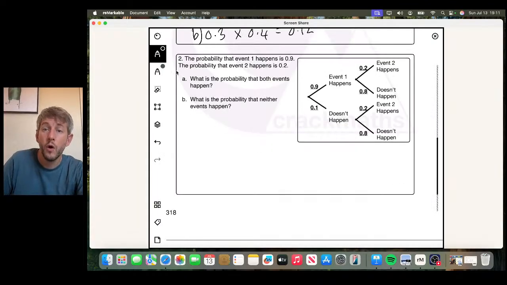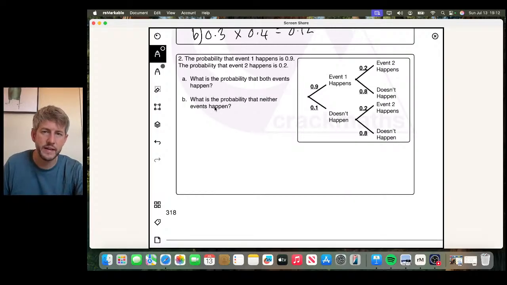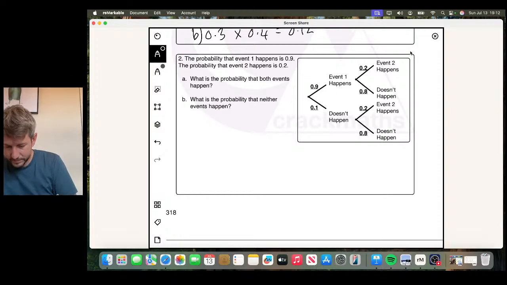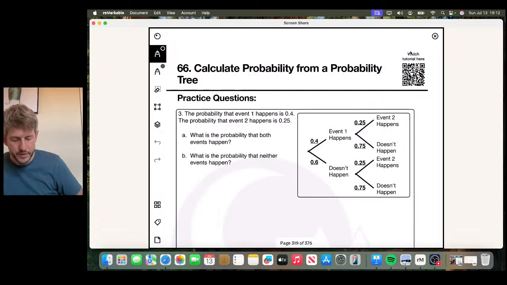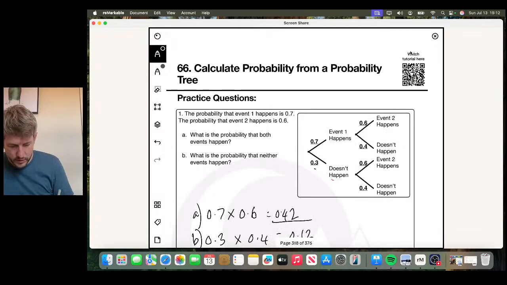Okay, question 2. The probability that event 1 happens is 0.9. The probability that event 2 happens is 0.2. What is the probability that both events happen? What is the probability that neither events happen? So A, both events, is going to be this root, so 0.9 times 0.2, 0.18. And then B, that neither events happen, 0.1 times 0.8, which will be 0.08. Okay. We've got working out bits here, so I will just do some underlining so that the answers are clear when we go back to look at it.